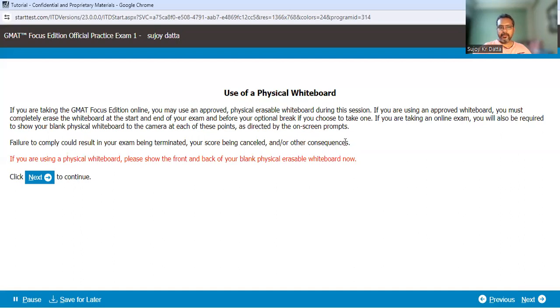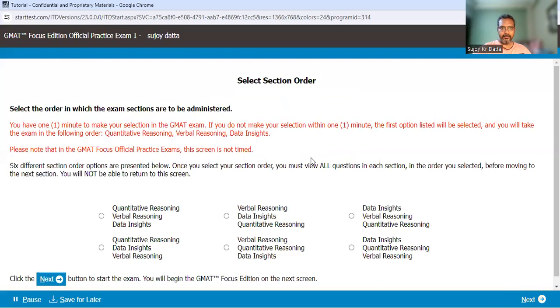And you know how to use a whiteboard, right? Use a physical whiteboard or the online one. And then you can choose the section order. Okay. So here, when you are choosing, see, you have lots of possibilities. You can start with quant, then verbal, then data insights, or verbal, then data insights and quant, and so on. I'd always suggest start with your stronger section. Okay. So if you are confident in quant, then start with quant. If you're confident in verbal, then start with verbal. Don't start the test with a section which is not your strength.